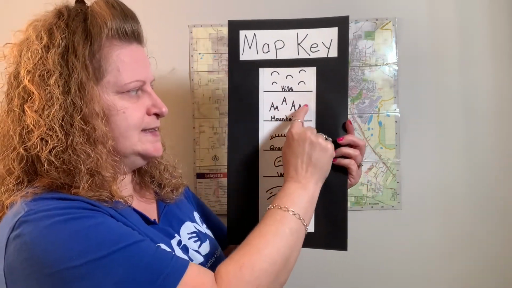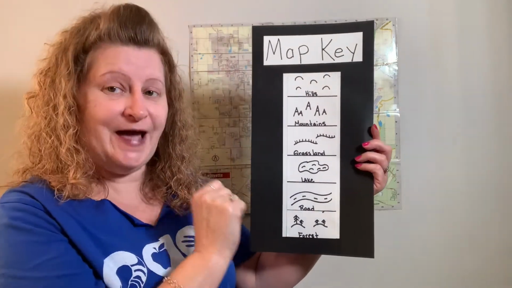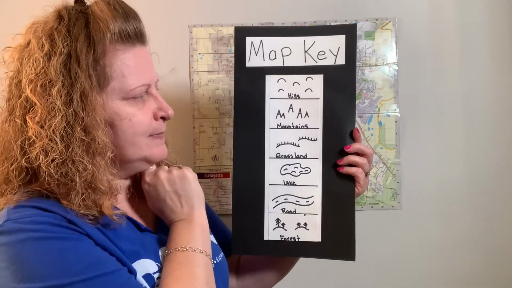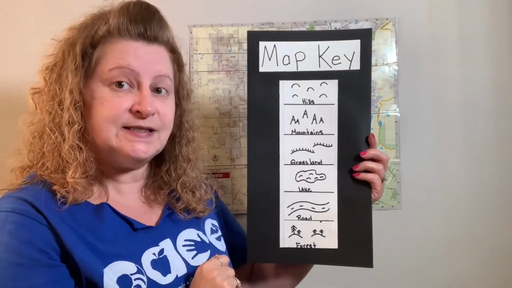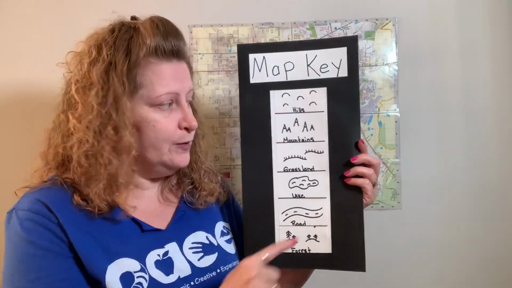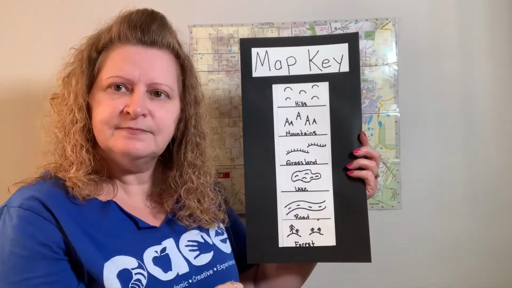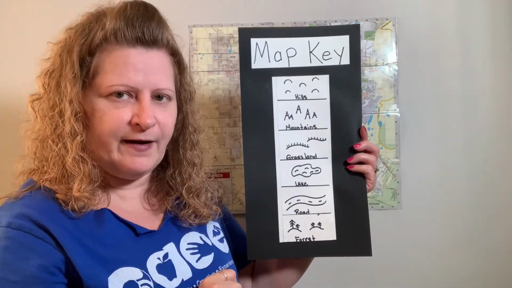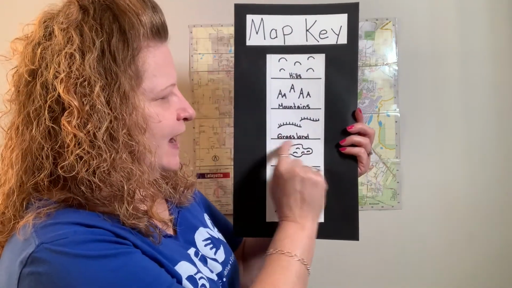Here we have mountains. These are points, kind of like letter A's. If you look at them closely, you can see there's a line in the middle. Those are our mountains. So if I say, boys and girls, let's find mountains on our map, you will know to look for these. And instantly you will be able to point on the map and tell me where they are.